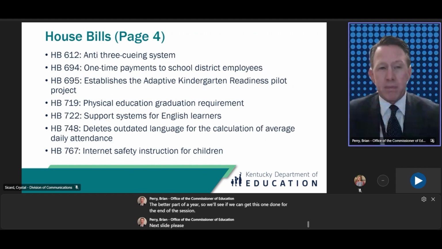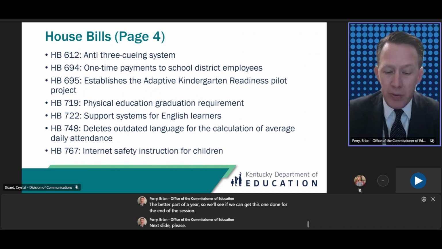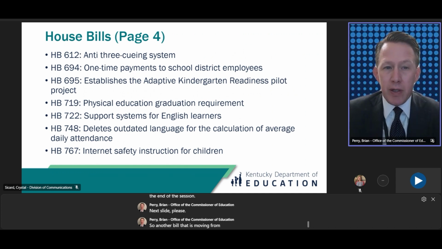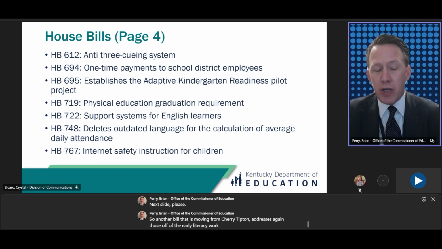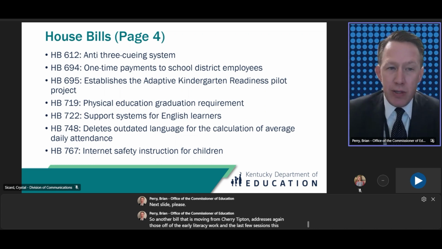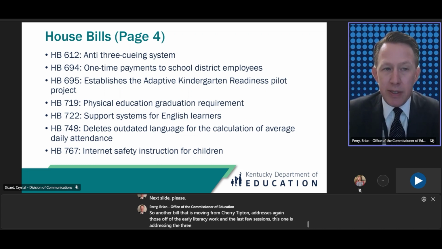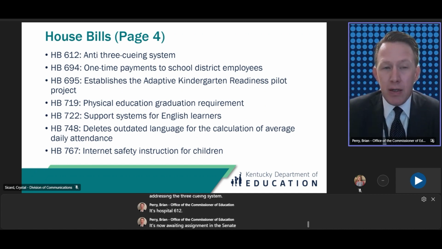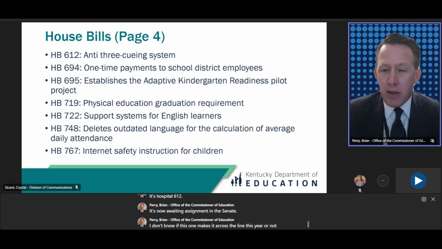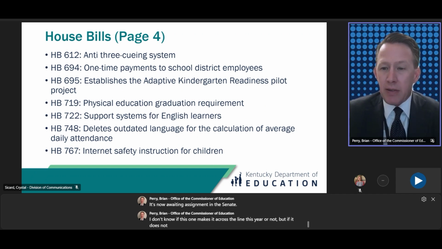Next slide, please. Another bill that is moving from Chair Tipton builds off of the early literacy work from the last few sessions. This one is addressing the 3 queuing system. It's House Bill 612. It's now awaiting assignment in the Senate. I don't know if this one makes it across the line this year or not, but if it does not, expect to see some version of it refiled again next year.